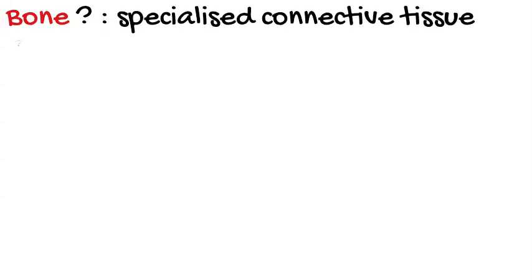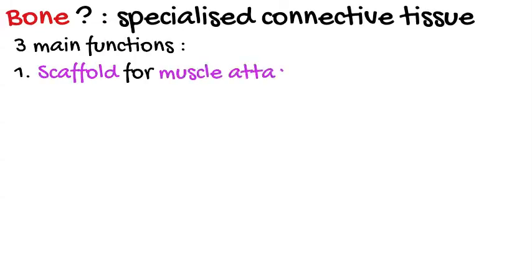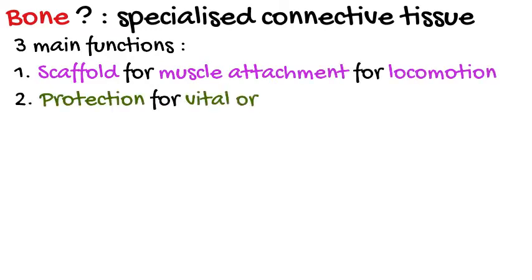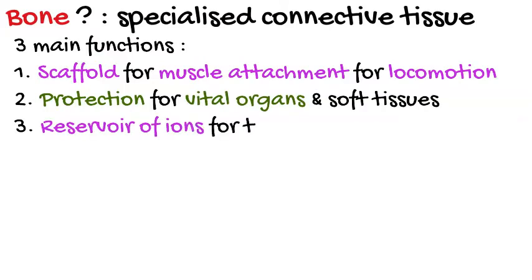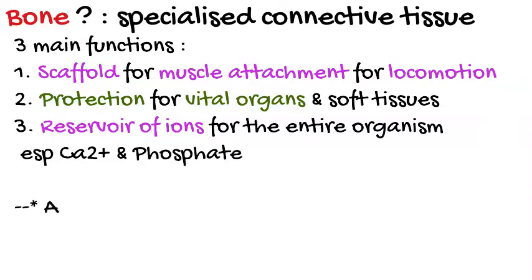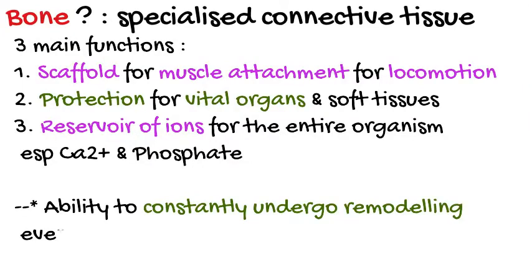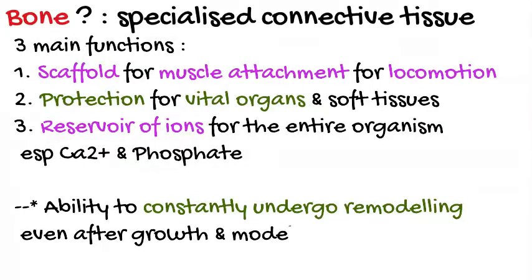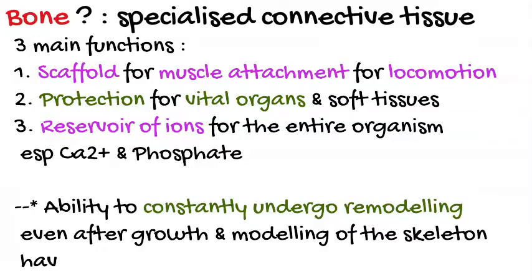Bone is a specialized connective tissue and together with cartilage forms the strong and rigid endoskeleton. These tissues serve three main functions. 1. A scaffold for muscle attachment for locomotion. 2. Protection for the vital organs and the soft tissue. 3. Act as a reservoir of ions for the entire organism, especially calcium and phosphate.